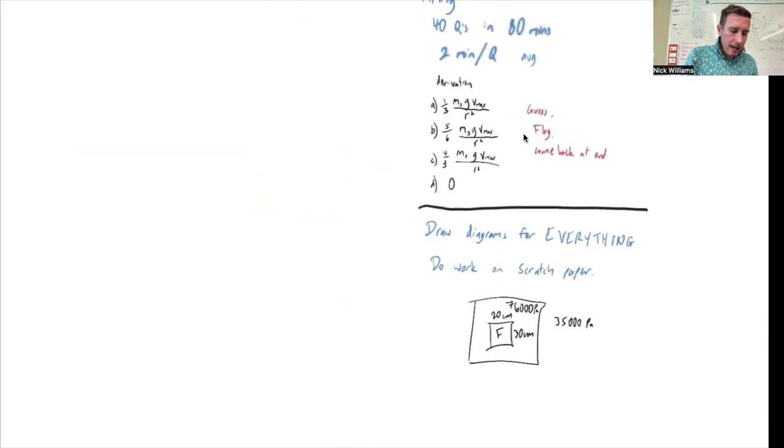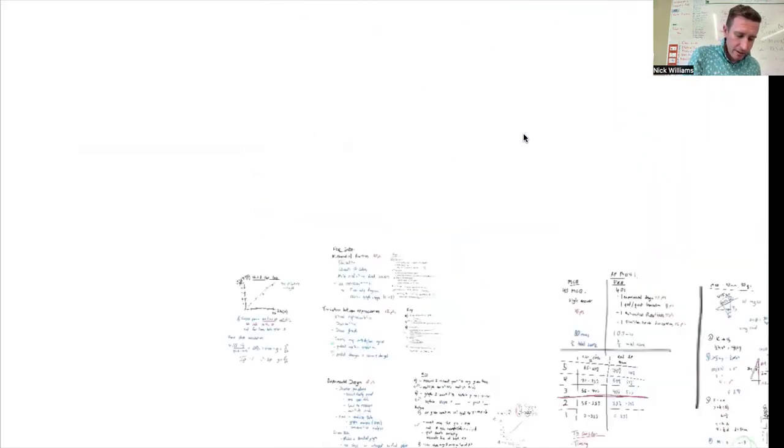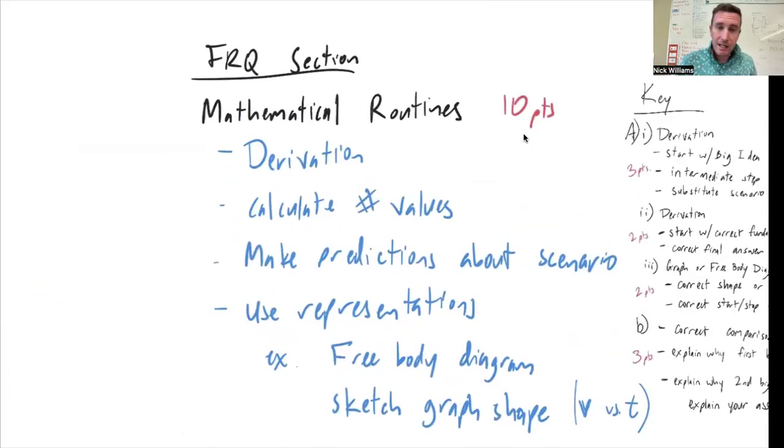let's keep going. And we're going to get into the specific FRQ questions. For the specific FRQ questions, I'm going to go through each type of question. We're going to talk about what you will expect to see, and then I'm going to show you on the key where all the points are located. So you will have a mathematical routines question. That's a 10-point question in the free response.